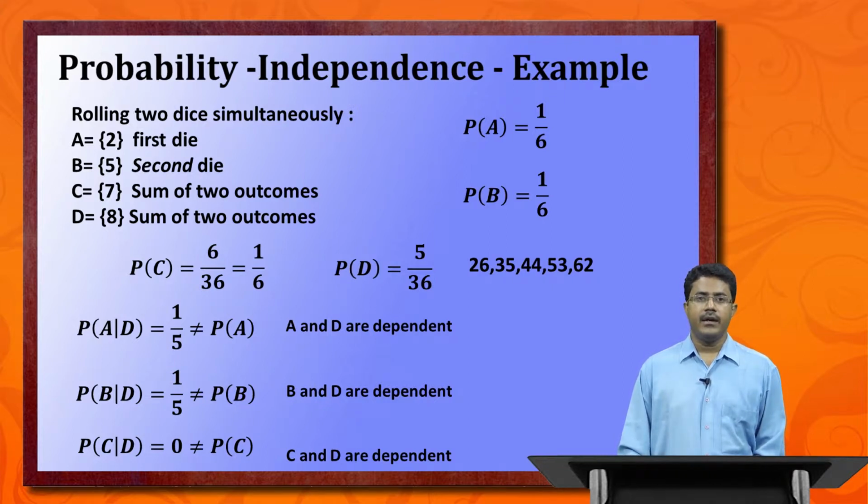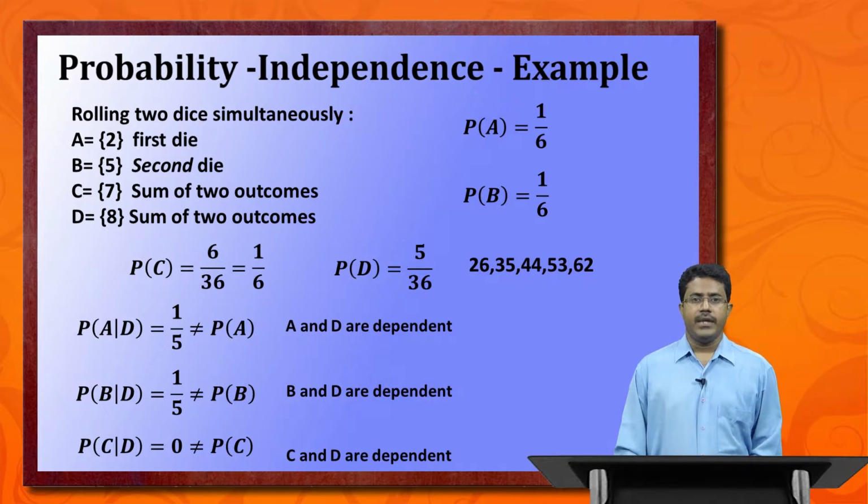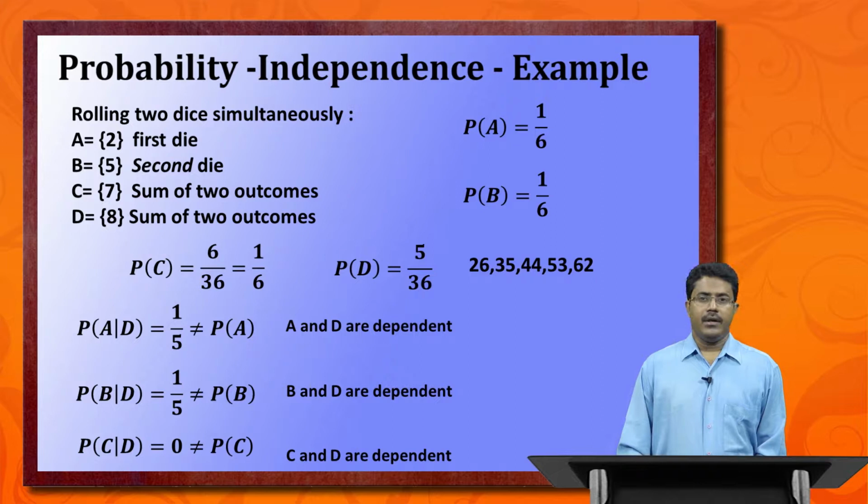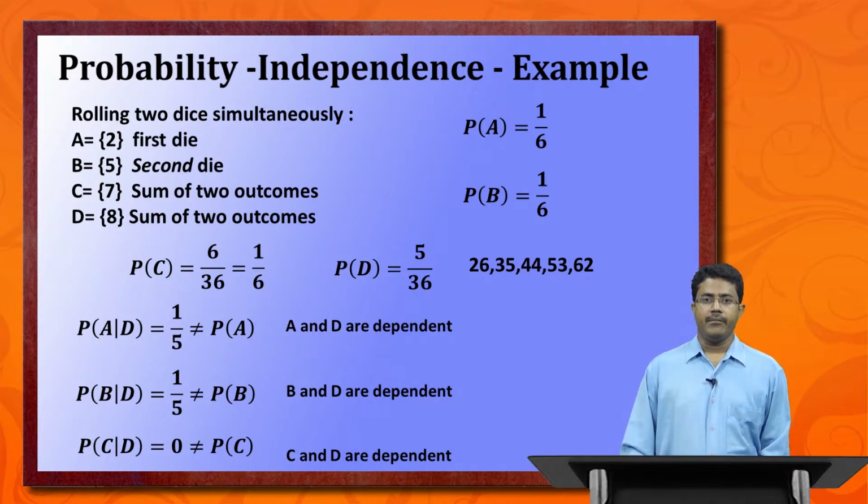Now we calculate P(A given D). There are 5 possibilities, and out of those only one is where we get event A. So given that D has already occurred, P(A given D) is 1 by 5, so it is not equal to P(A). So A and D are dependent events. Similarly, we can calculate P(B given D), and B and D are dependent.